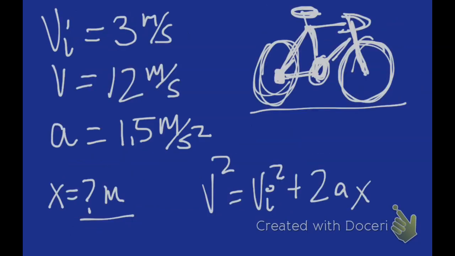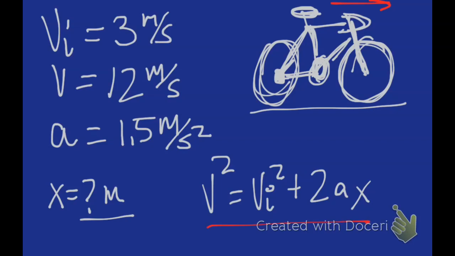Let's think about a problem like this. So we have an initial velocity of this bicycle. So this bicycle is moving at 3 meters per second. It's going to reach a final velocity of 12 meters per second. It's going to accelerate uniformly at 1.5 meters per second squared. And we want to know how far the bicycle moves to reach that velocity.